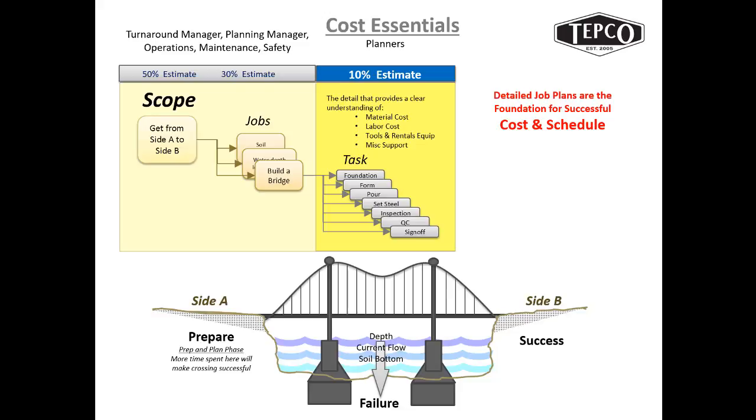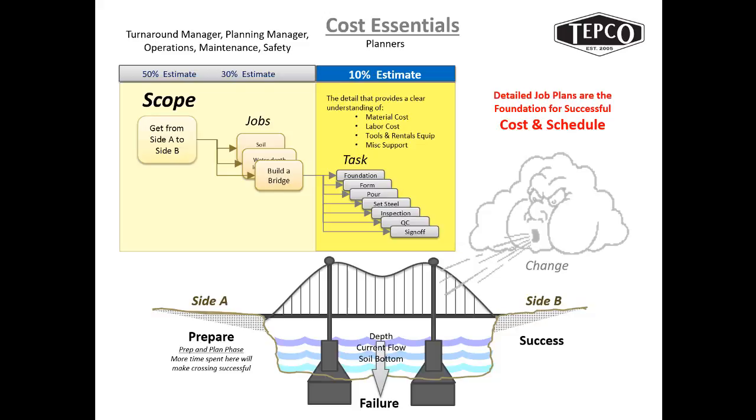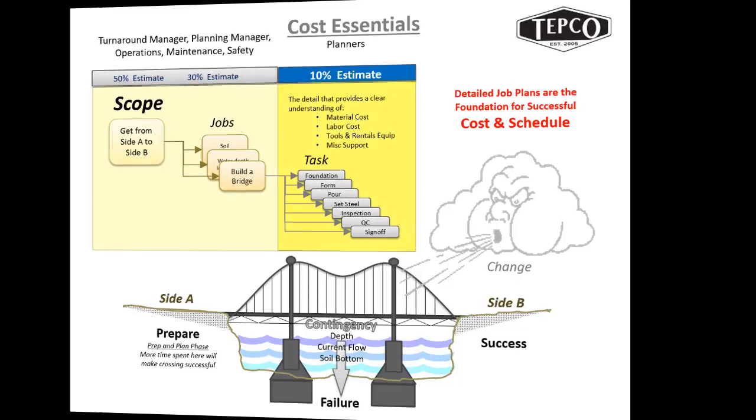We see a lot of jobs that are vague, very high level one-liners, and it makes for inaccurate cost and inaccurate schedules. We do also prepare for change, and in this particular scenario I put supports under there and labeled it contingency. So once all the jobs are established and put together, we do put contingency in a schedule.